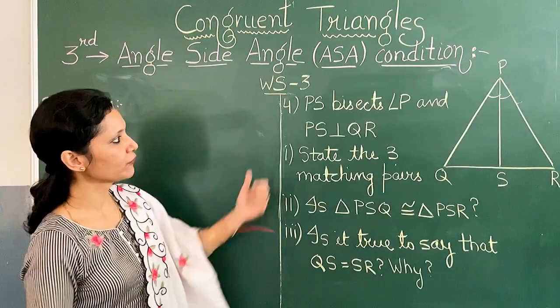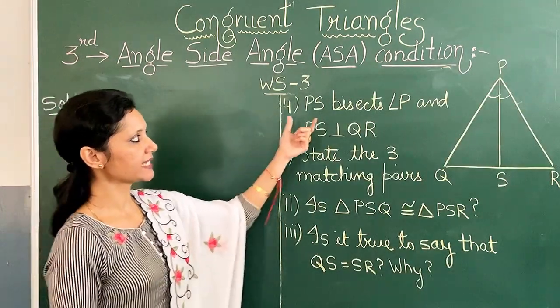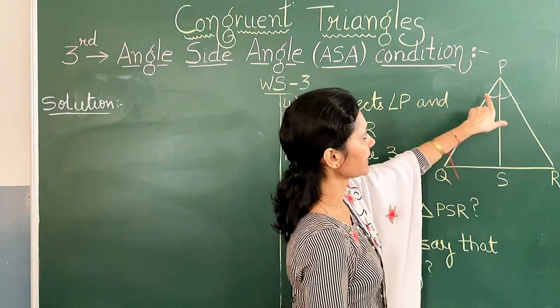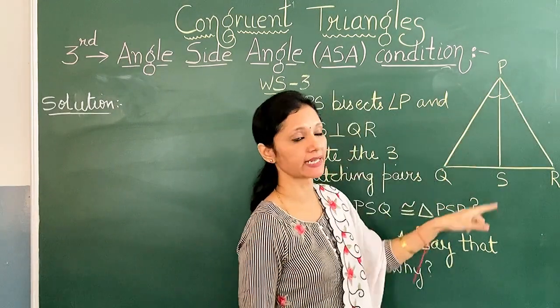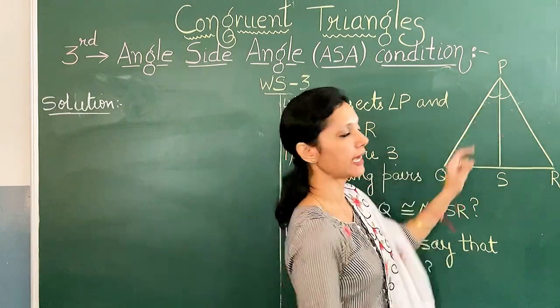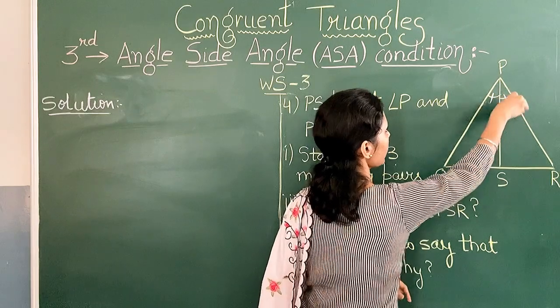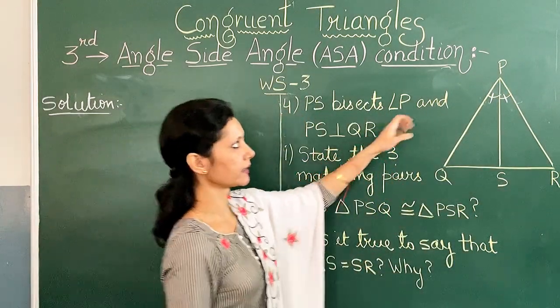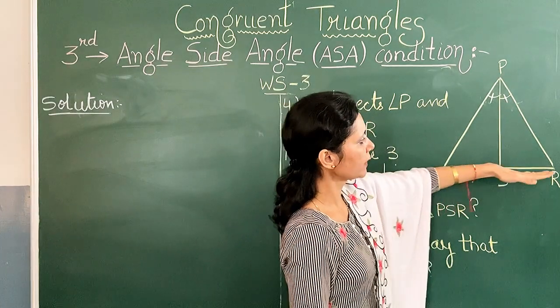Coming to question number 4. In the given figure, PS bisects angle P. This line segment PS is bisecting this complete angle P. That means it is dividing this complete angle into 2 equal angles. So we mark these 2 angles are equal. And PS is perpendicular to QR.